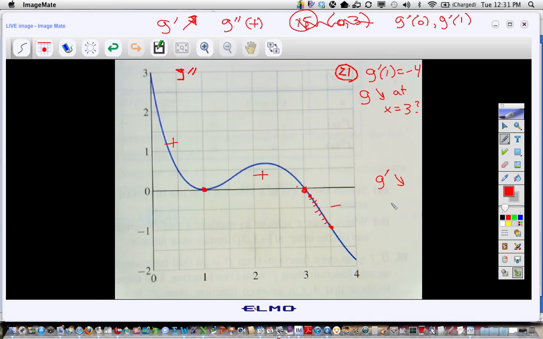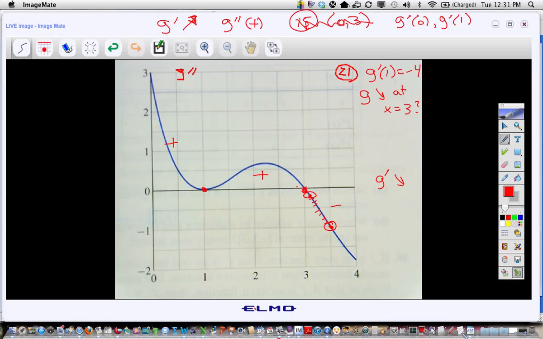Since G prime is decreasing, this point here, further left, has got to be bigger than this point here, right? So G prime of pi has to be bigger than G prime of 3.5 because the graph's decreasing. So the graph's going down, so the point to the left is bigger than the point to the right because it's coming down. Okay? So now we're on to 21.